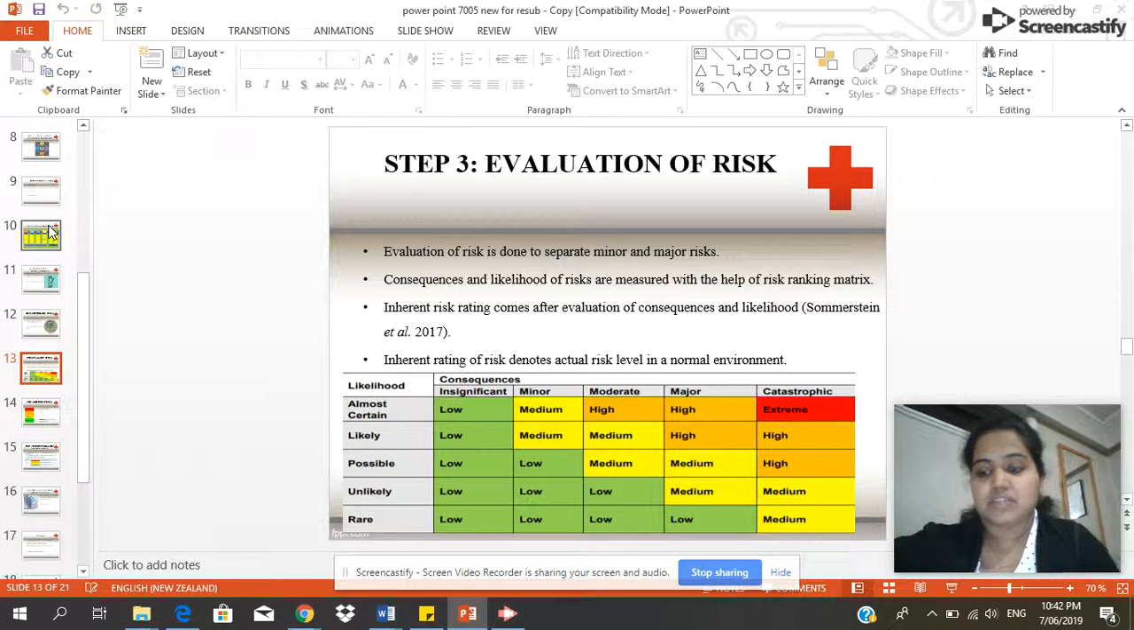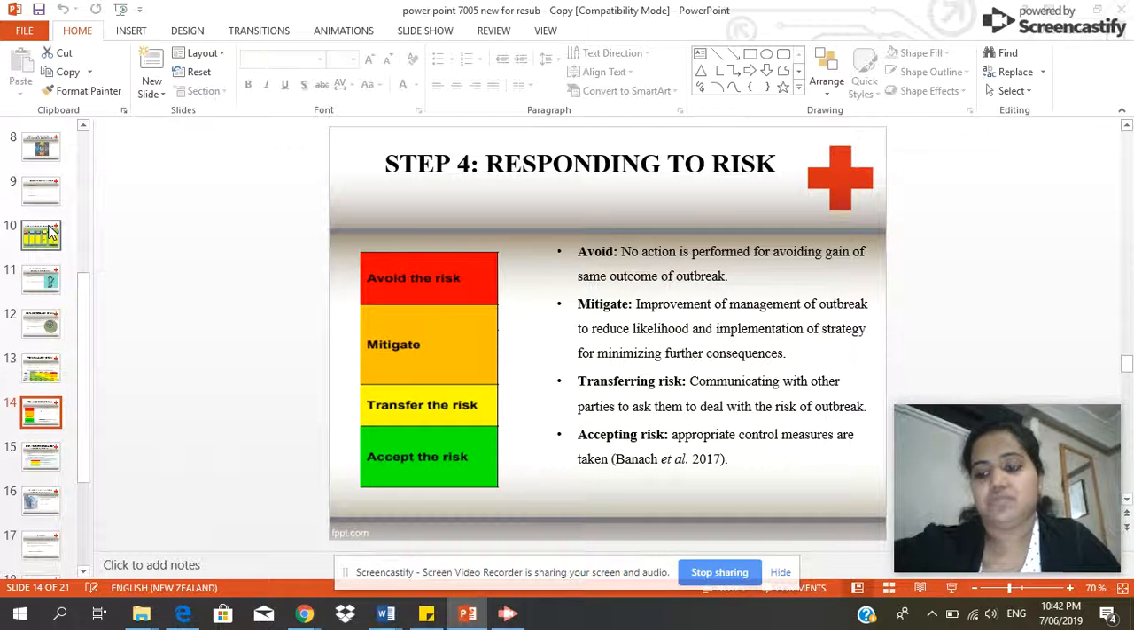This is the evaluation of risk, and here I mentioned the evaluation of risk is done to separate minor and major risk. Here: almost certain, likely, possible, unlikely, and rare. In some cases insignificant, low, and minor, medium, high, and extreme. This is the evaluation of risk, and this is responding to risk. Responding to risk is another important step. Avoid: no action is performed, avoiding gain of outcome of an outbreak. Then mitigate, then transferring the risk, then accepting the risk.